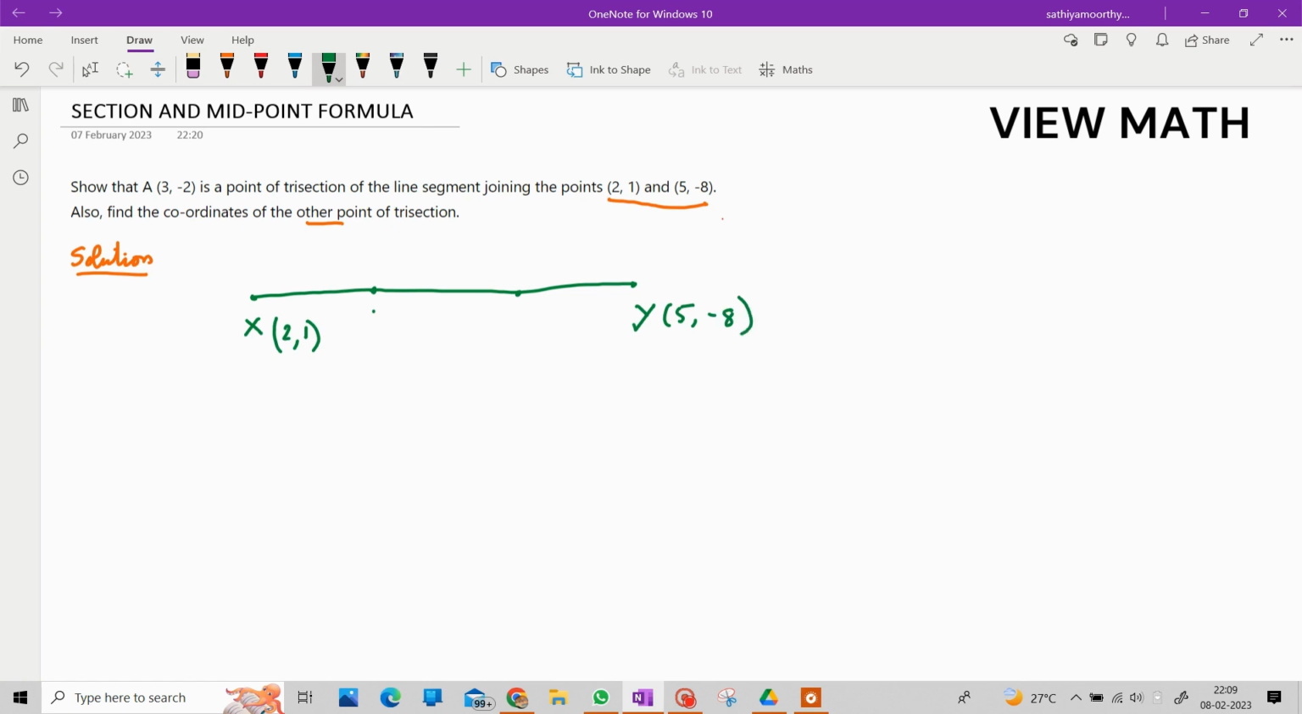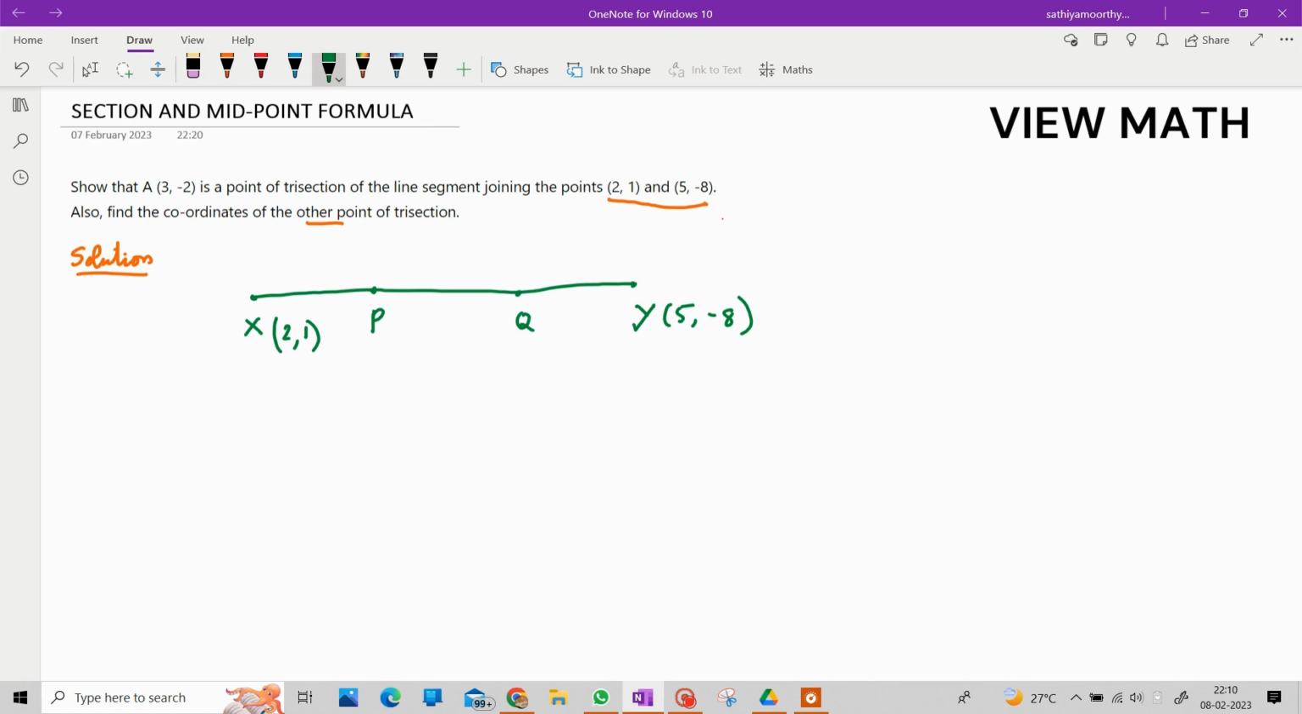These are the 2 points of the line segment, and I'm going to take the points of trisection to be P and Q. I don't know which is A. Maybe P may be A or Q may be A. So I have to show that one of the points is a point of trisection. That is, A is a point of trisection, I have to show. So P and Q are the points of trisection I have taken.